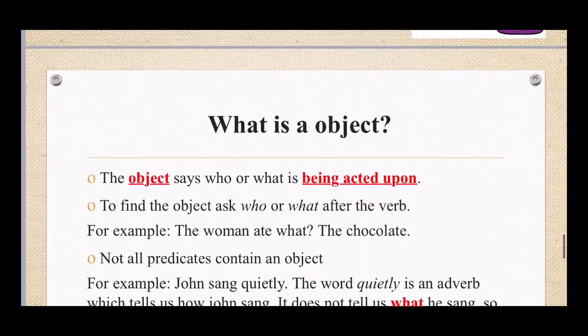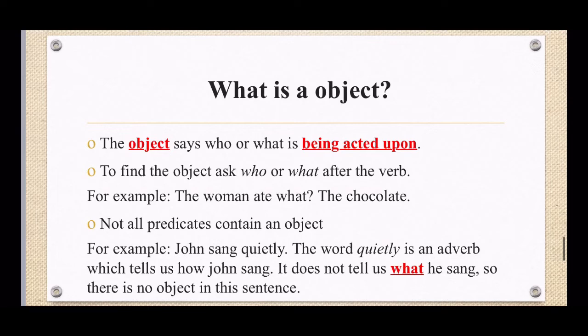But let's look into more of what an object is. The object says who or what is being acted upon. To find the object, ask who or what after the verb. For example, the woman ate what? She ate the chocolate. So we know that the object is a materialistic thing that we can touch or feel or see. And in this sentence, it's the chocolate.